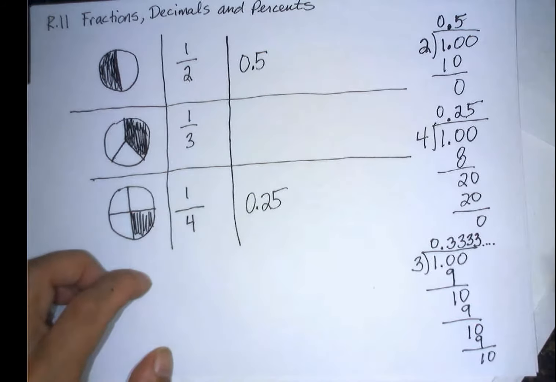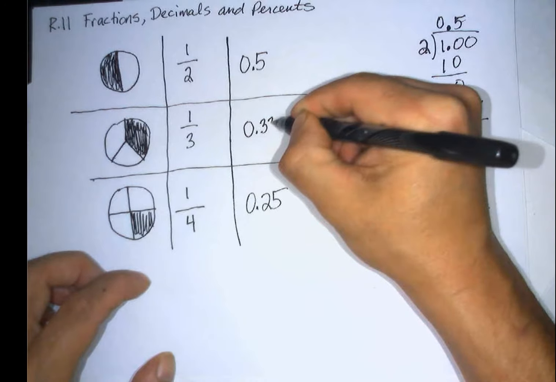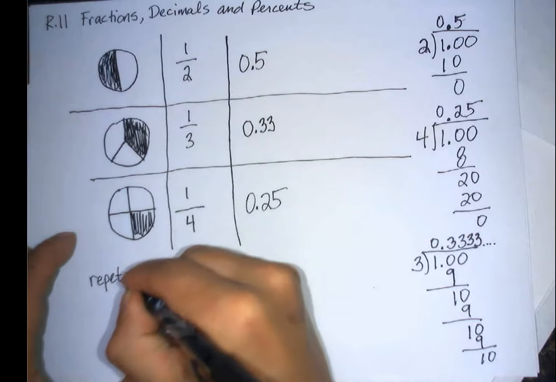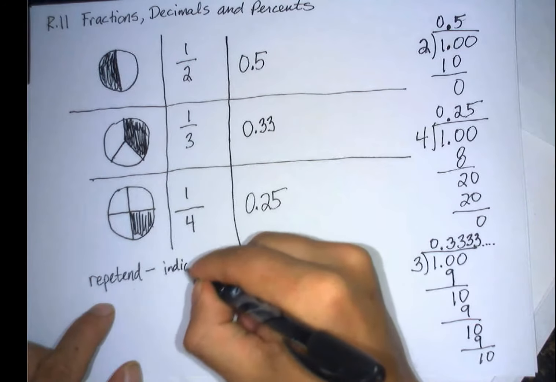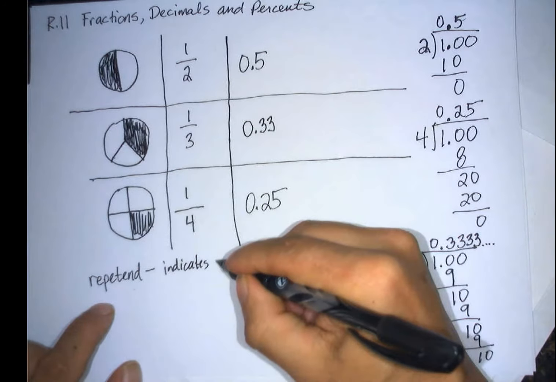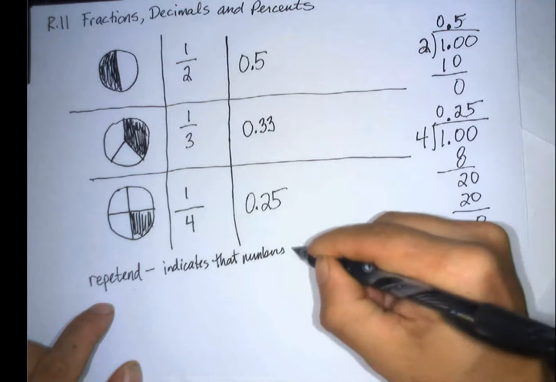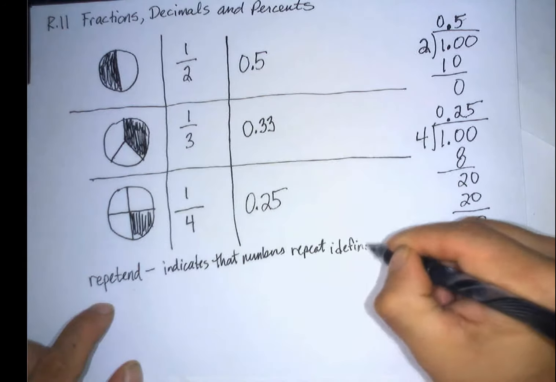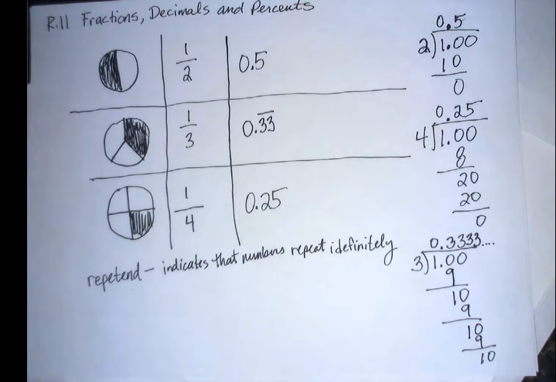So what we're going to do is use what's called a repetend. And I'm going to write that word, repetend. And that indicates that numbers repeat indefinitely. So it looks like this. Okay, so now we have decimal forms for all of these.